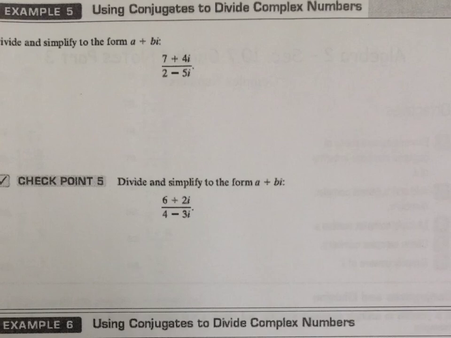We're going to divide and simplify to the form a plus bi, and this is important because there's going to be one extra step in order to put it in the form a plus bi. You've got to have real part plus imaginary part in these problems. The first thing is we have a complex number on the bottom. So we know we're going to multiply by the conjugate, and in this case the conjugate is 2 plus 5i. And we're going to multiply that on top and on bottom, 2 plus 5i.